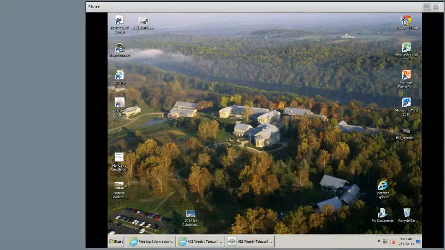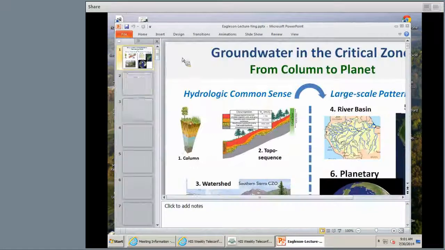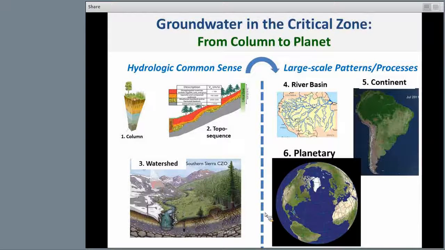The title of my talk, Groundwater in the Critical Zone from Column to Planet, is ridiculously broad. Not because I'm able to speak to such a broad subject. It really reflects my desperate attempt to speak directly to the theme of this biennial meeting. But I will only be able to use a few examples and make a few points.